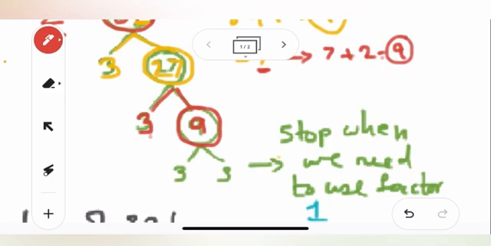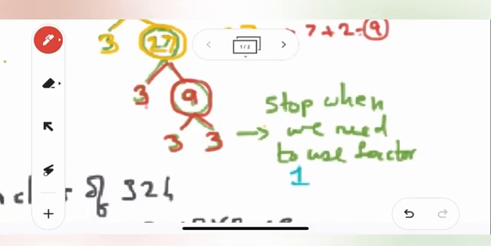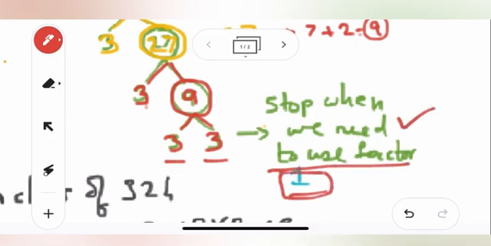Now this 9. Again you know that 9 goes in the table of 3 and 3. Now this 3 cannot be further factorized, so we leave this 3 as it is. So we stop the numbers. We stop when we use factor 1. That means whenever the factor of that number is only 1 and the number itself, we stop it. So now here we stop this.